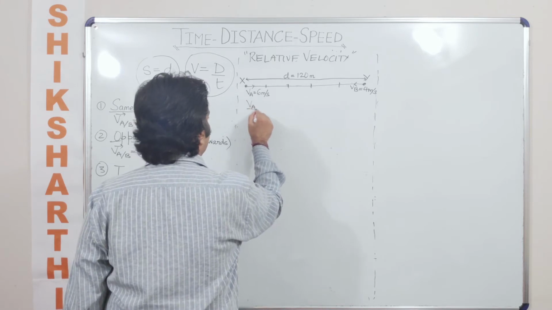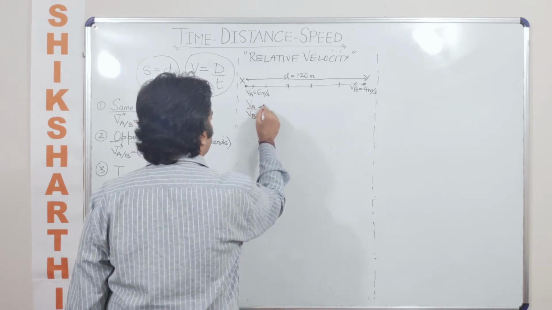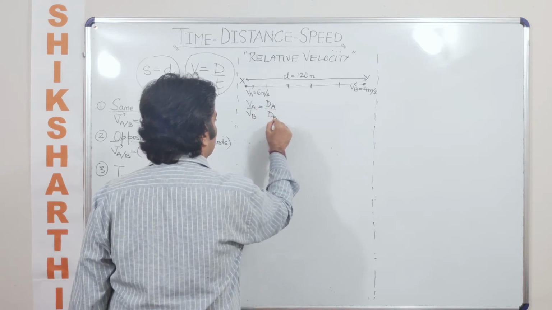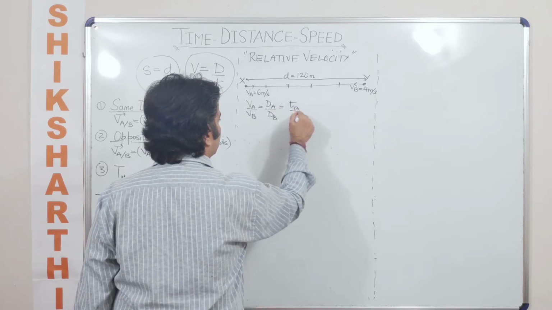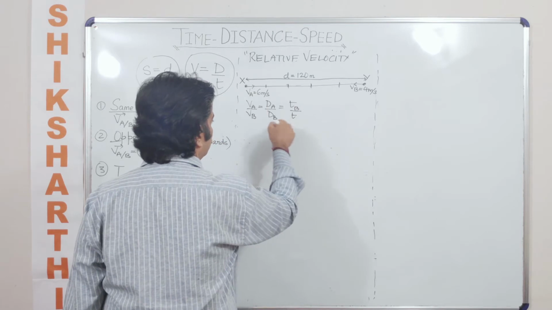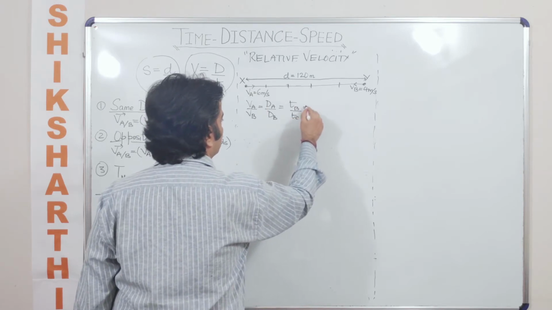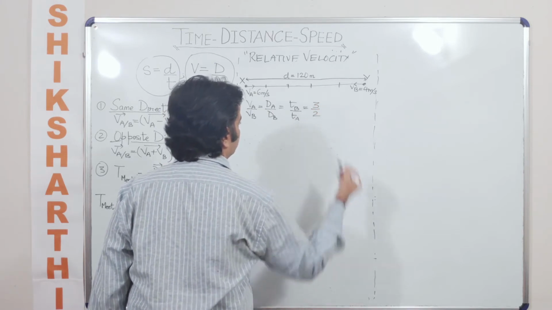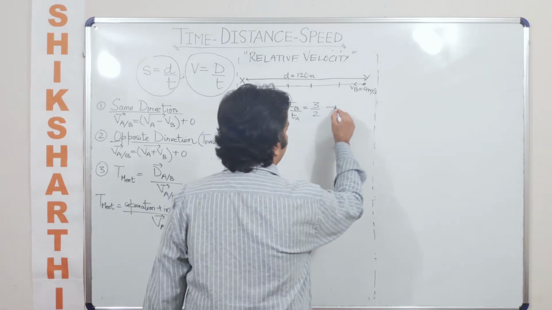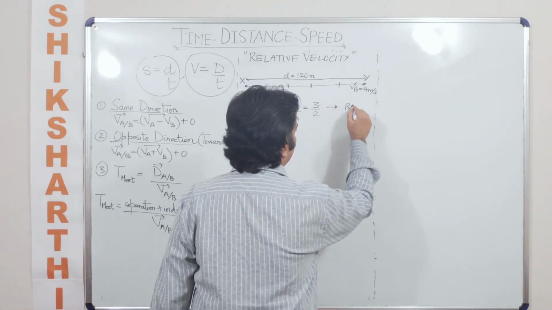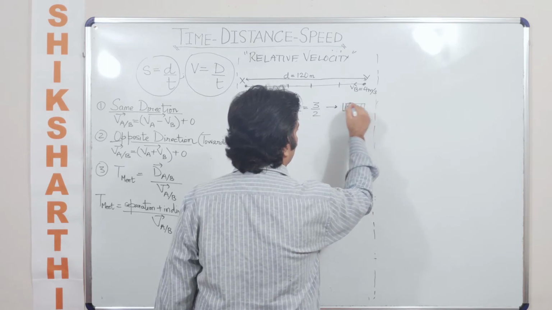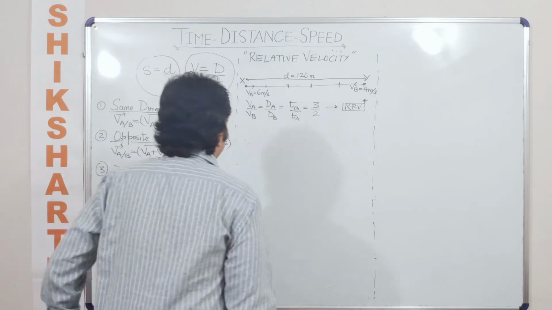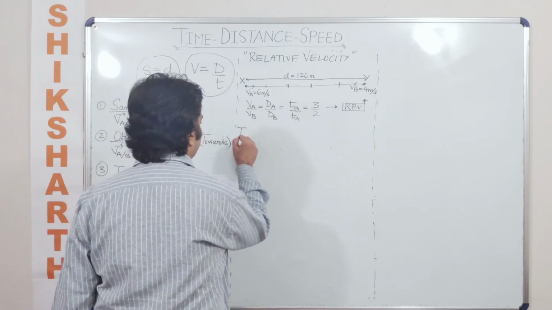But if I say VA upon VB can be written as DA upon DB because they are directly proportional to each other, and this will be written as TB upon TA because time and velocity are inversely proportional to each other, and this ratio comes out to be 3:2. This is using the concept of ratio, proportion and variation. Okay. Second thing I can talk about here is the time taken to meet for the first time.